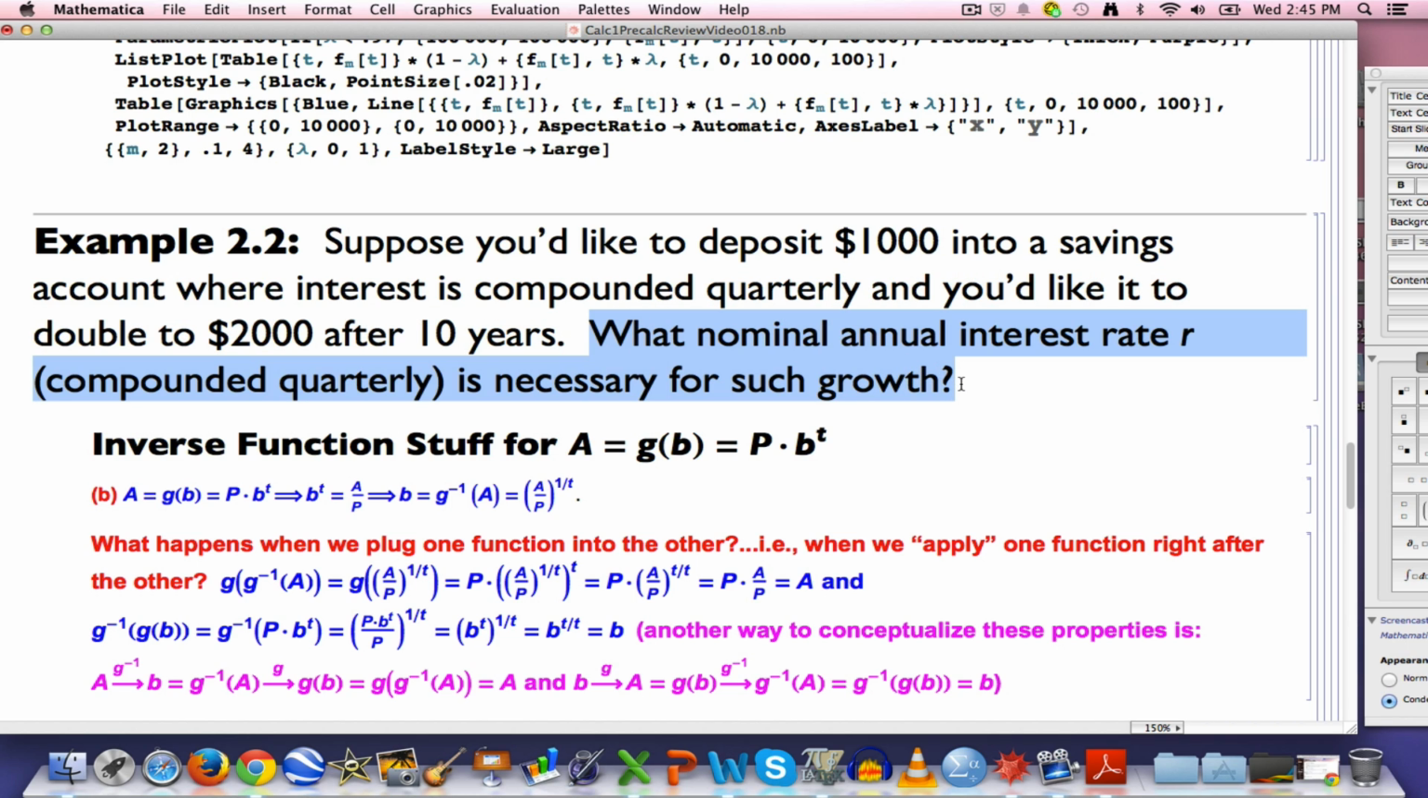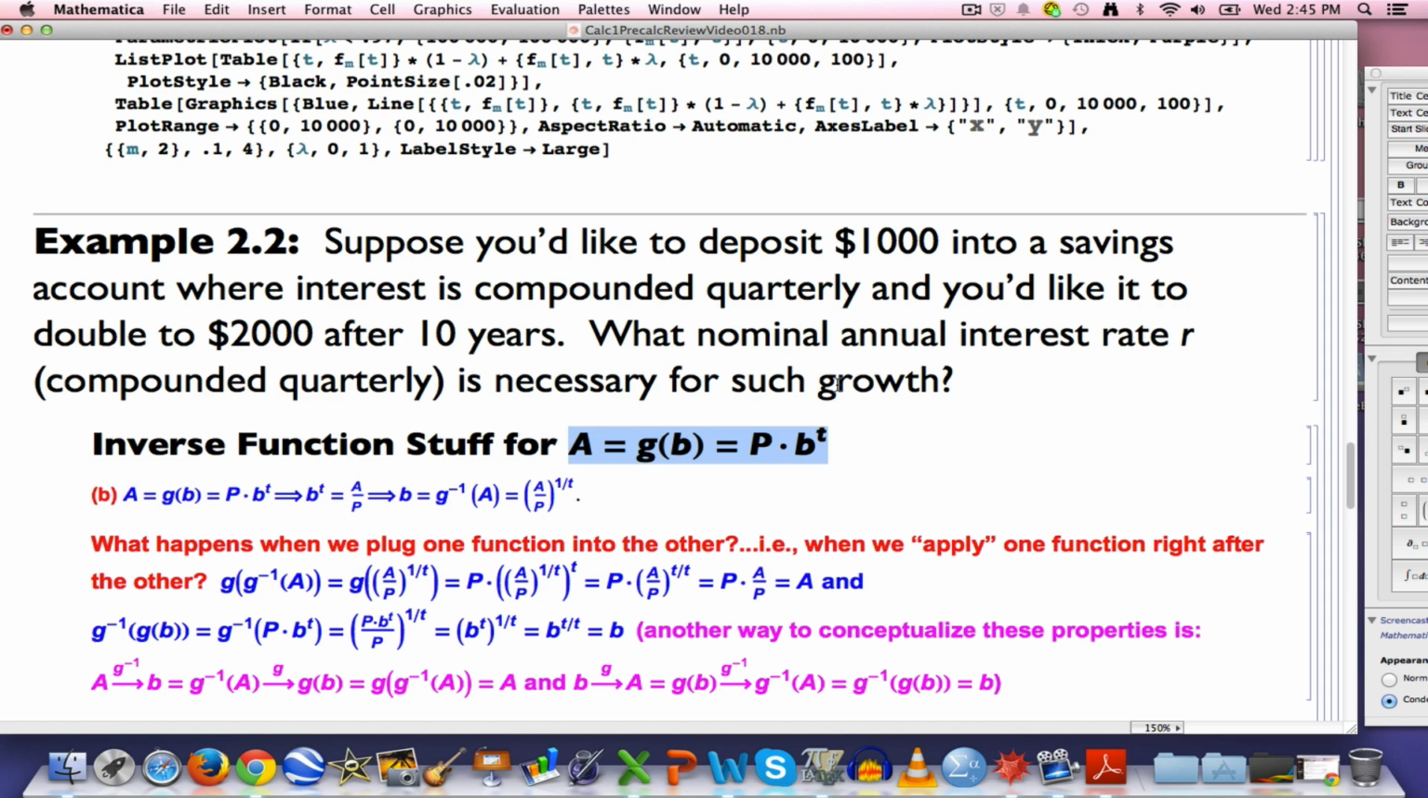What nominal annual interest rate R, compounded quarterly, is necessary for such growth? Alright, that's our goal. Here's how to solve for R. In solving this, we're going to think about a new kind of inverse function for a new kind of function. We're going to think about this function, where again, b is really c to the n, where c was 1 plus r over n. So in fact, b is 1 plus r over n to the n power.